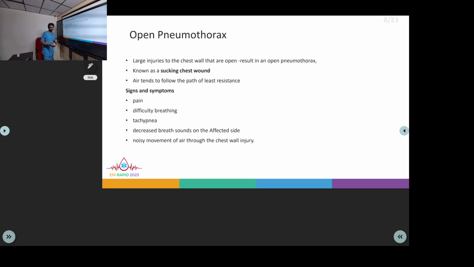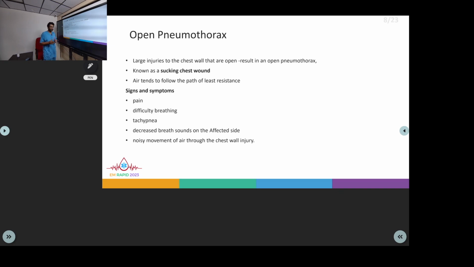So the next life-threatening chest injury is open pneumothorax. Open pneumothorax is a large sucking chest wound. So a large chest injury will cause a large amount of air to come from outside towards the chest. So it will be sucking the whole air inside towards the chest, and usually the air will follow the path of least resistance.